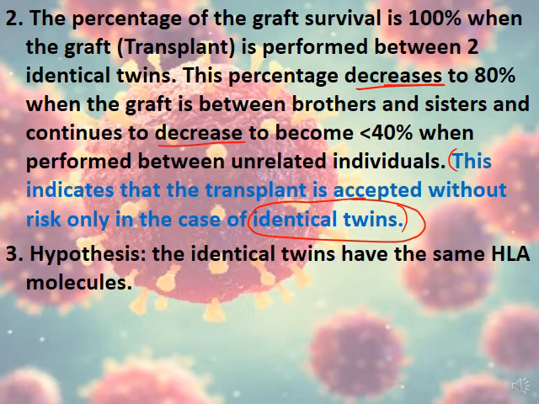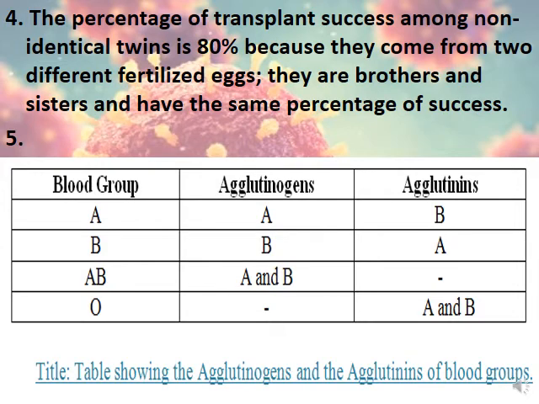Hypothesis: maybe the identical twins have the same HLA molecules. Moving to part 4, the percentage of graft success among non-identical twins is 80. Why? Because they come from two different fertilized eggs. They are brother and sister, so they have the same percentage of success.